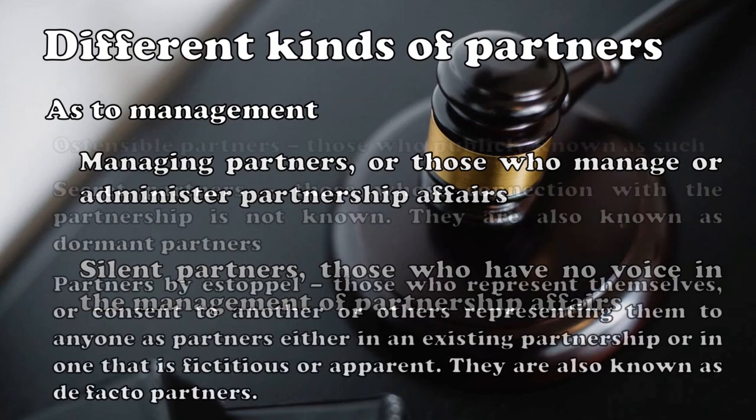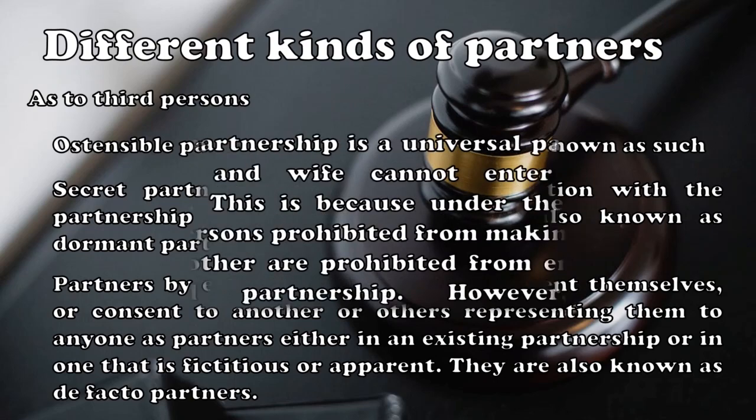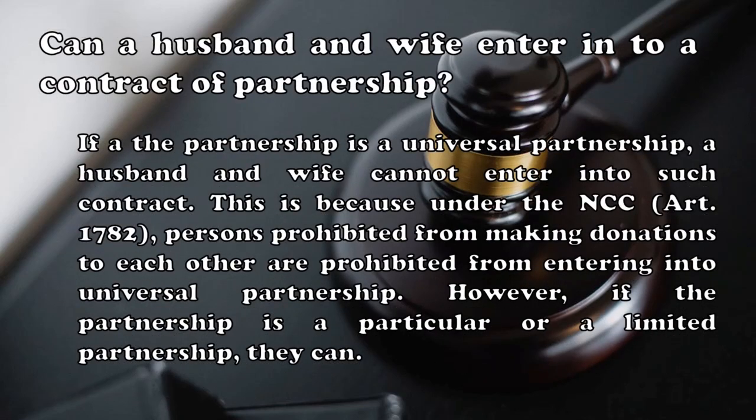As to third persons, ostensible partners are those who are publicly known as such, yung kilalang-kilala na siya ay part ng business na yan. Second one is the secret partners, those whose connection with the partnership is not known. They are also known as dormant partners. And last one, partners by estoppel, those who represent themselves or consent to another or others representing them to anyone as partners, either in an existing partnership or in one that is fictitious or apparent. They are also known as de facto partners.